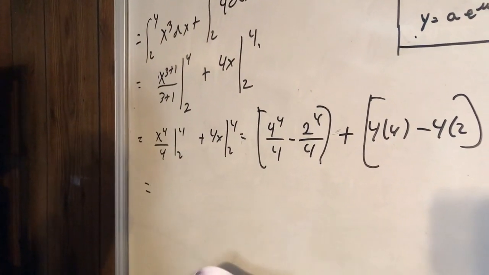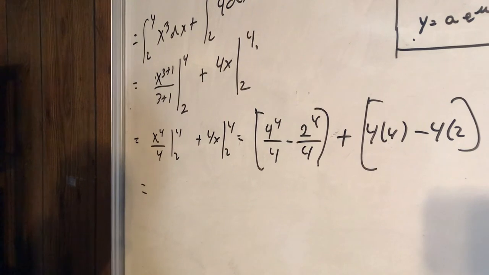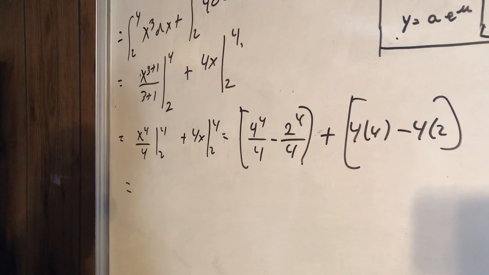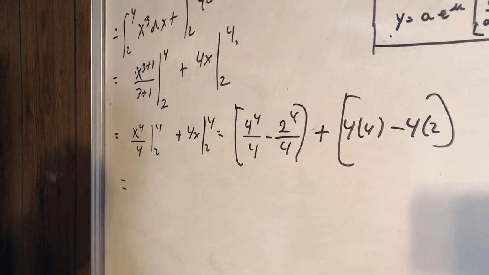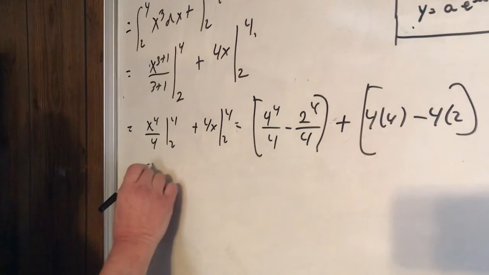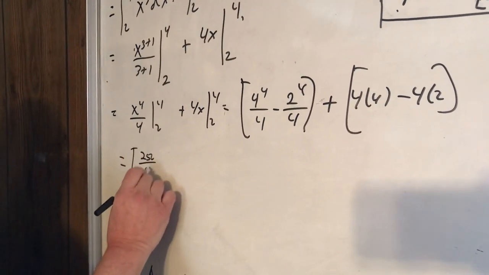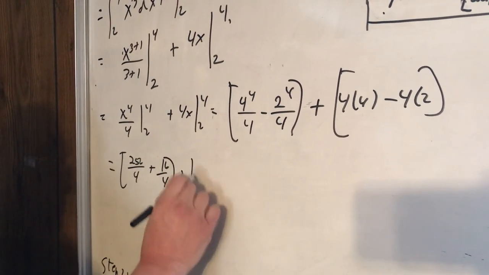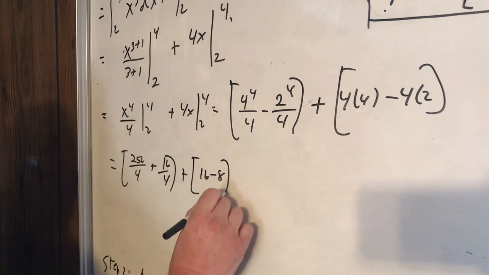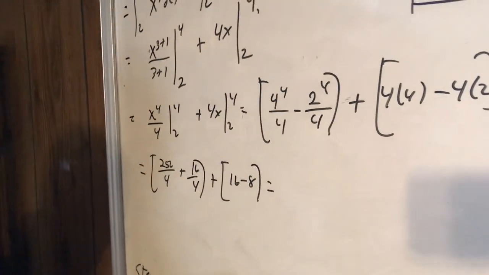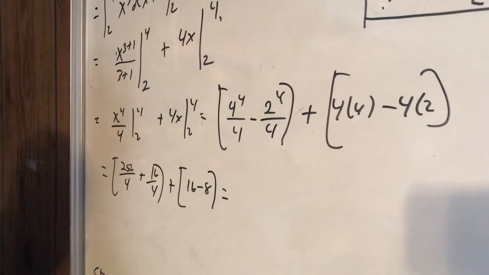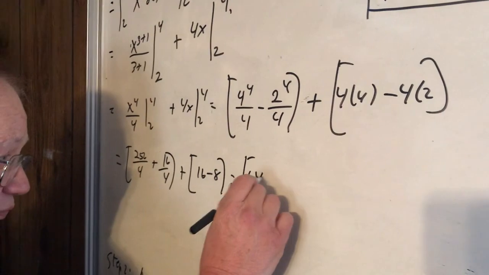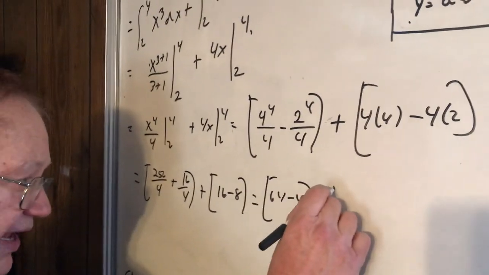Okay, so that's going to be 64 over 4. No, 4 to the 3rd is 64. It's going to be 256 over 4, plus 16 over 4, 16 minus 8. So 256 over 4 is going to be 64.